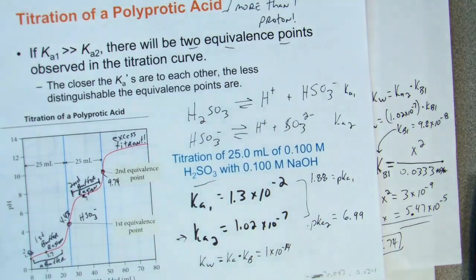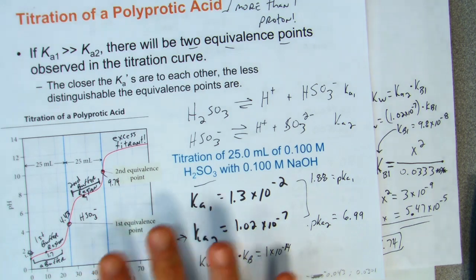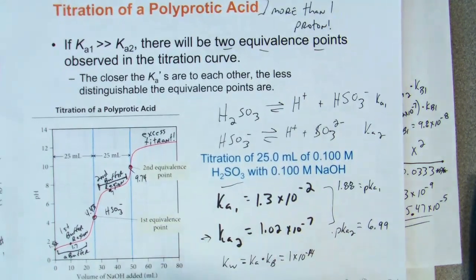So we've considered weak monoprotic acids, and now we've considered weak polyprotic acids. We don't have to be scared by it. And in fact, the questions kind of become fun after a while because they're very logical.